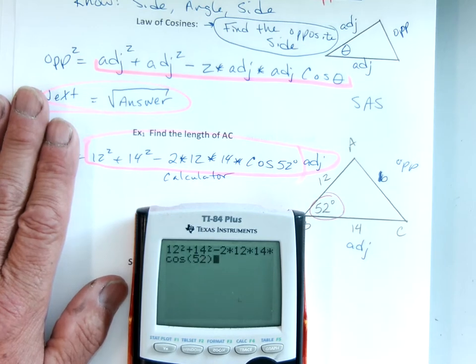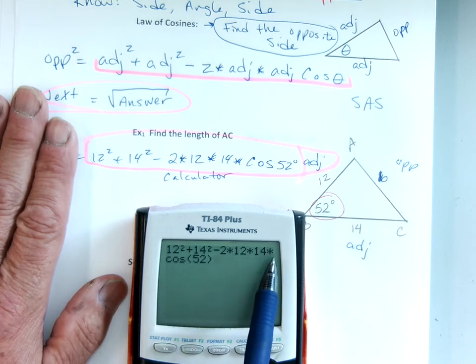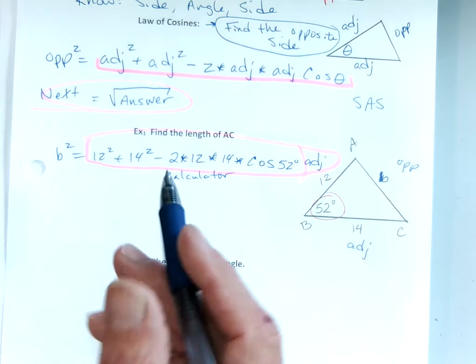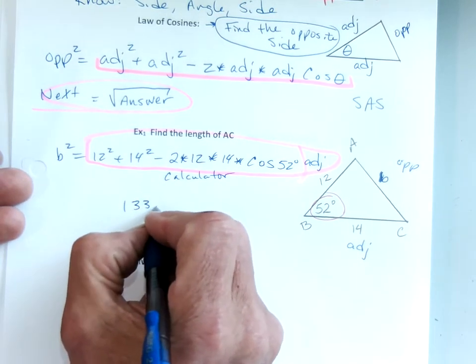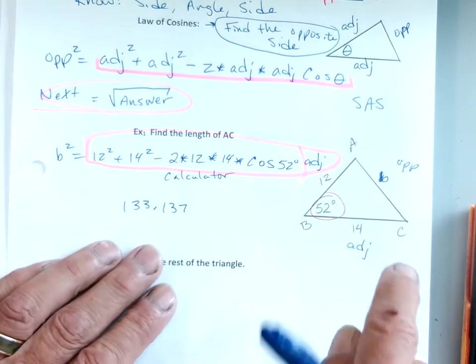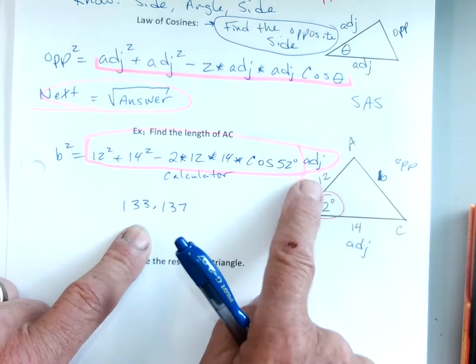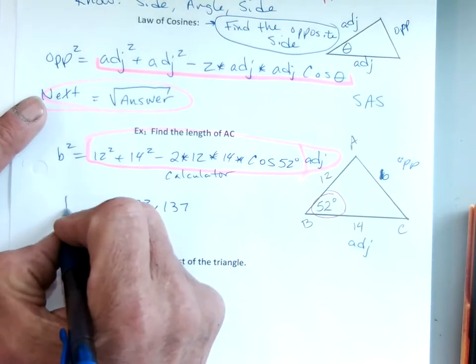Okay? That's all my calculus. See, 12 squared plus 14 squared minus 2 times 12 times 14 times cosine of 52. So I push enter, and I get this answer, 133.137, and so on. By the way, there's no way that could be that side. B cannot be that big. If that's 12, that's 14, that can't be that big because it's b squared.